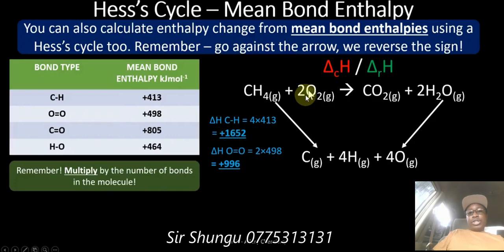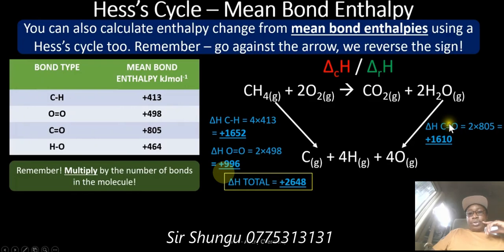And then for oxygen, to break oxygen into oxygen atoms here, we have to break 2 moles of these oxygen double bonds, oxygen to oxygen. So 2 times our 498, that's 996 in this case. Okay, so this is what we are doing. So the total energy that's needed to break these bonds is going to be plus 2648.